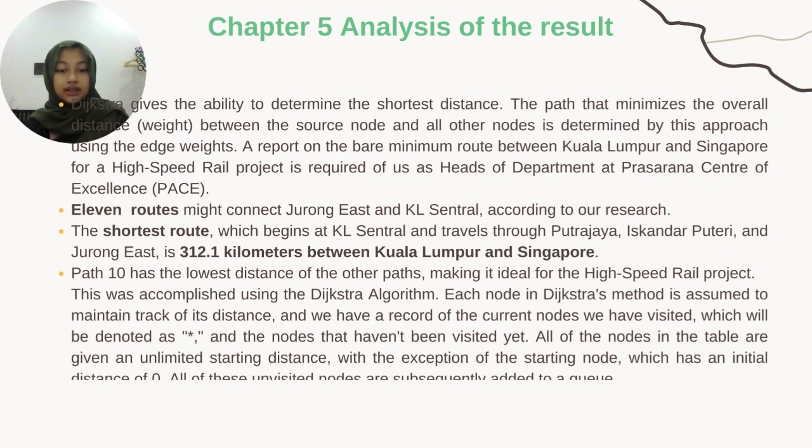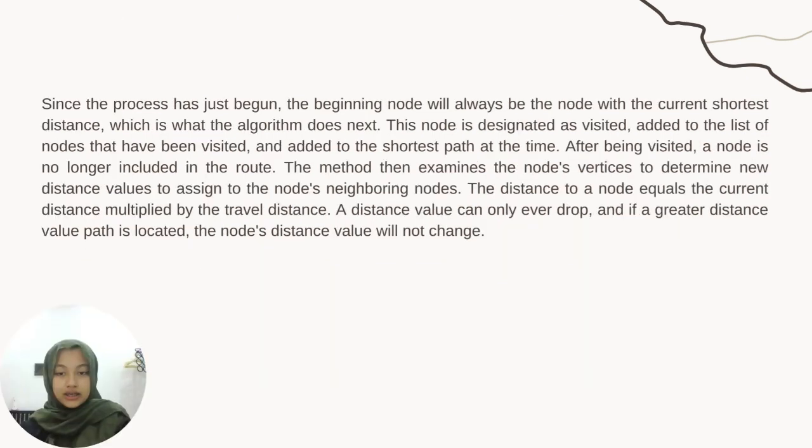Each node in the Dijkstra method is assumed to keep track of its distance, and we have a record of the nodes we have visited, which will be denoted as star, and the nodes that haven't been visited yet. All of the nodes in the table are given an unlimited starting distance, with the exception of the starting node, which has an initial distance of 0. All of these unvisited nodes are subsequently added to a queue. Since the process has just begun, the beginning node will always be the node with the current shortest distance, which is what the algorithm does next.